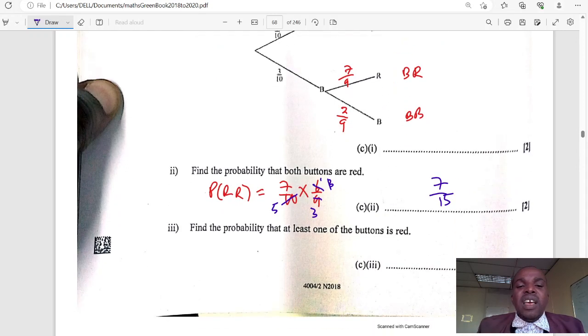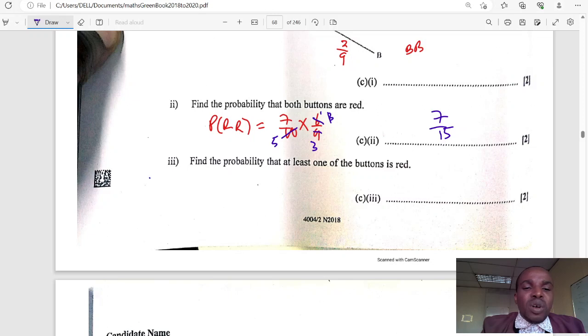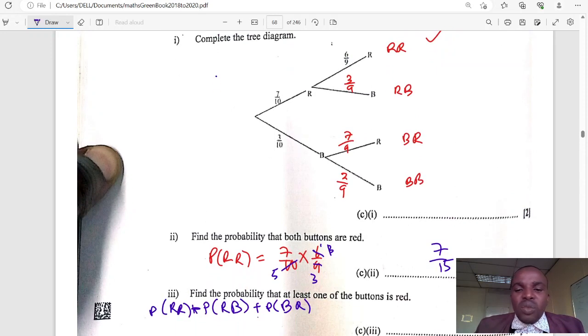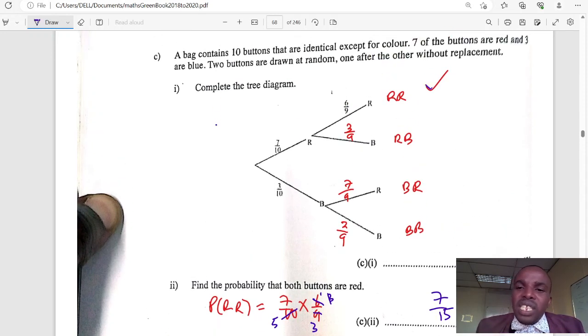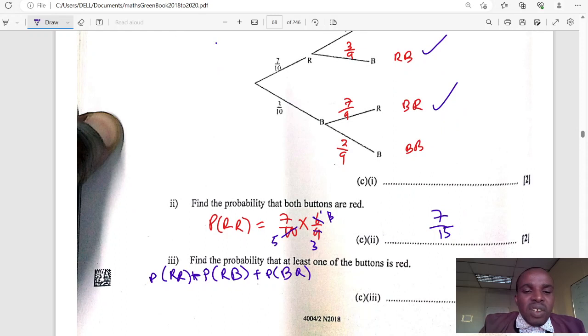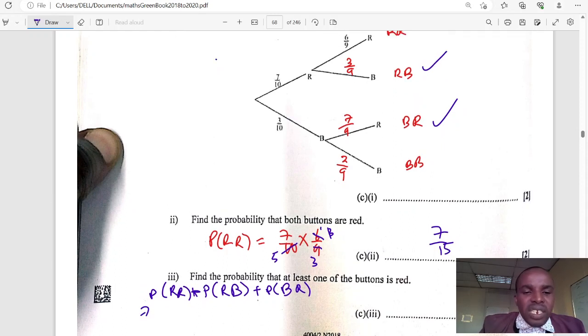Just like that. Then next, find the probability that at least one of the buttons is red. At least one means the probability of red red, plus the probability of red blue, plus the probability of blue red. So at least one must be red. So red means this part, or this part, or this part. These are the three items, so you add them together. So it says 7/10 times 6/9.